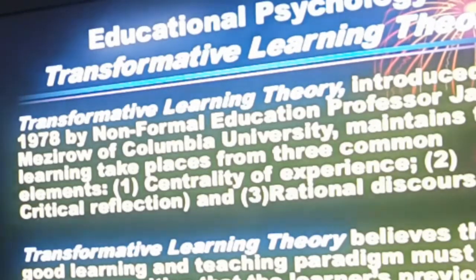He maintains that learning takes place from three common elements. First, centrality of experience, meaning that experience must come first and must be the central point of learning. Second, critical reflection, which means you have to think and not just believe right away. You have to say yes or no, why, and this and that. And then third, rational discourse.